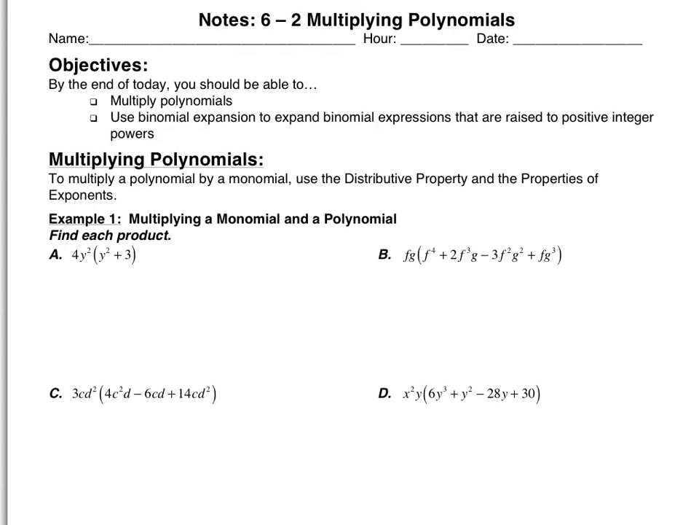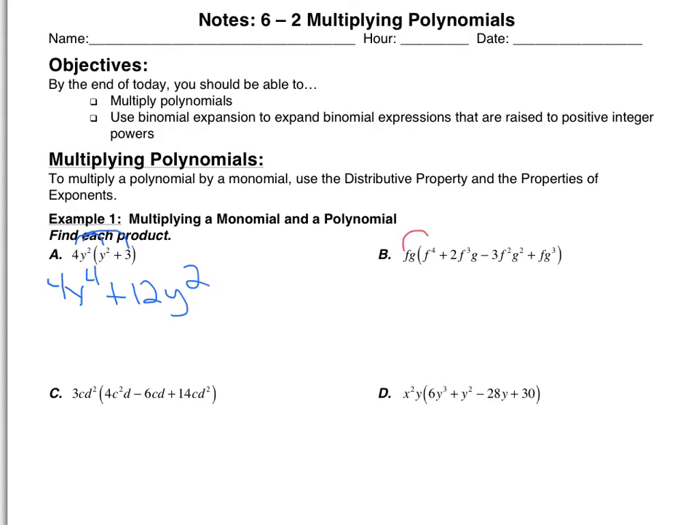In this set of video notes, we're going to look at multiplying polynomials using our exponent rules from previous times. So to multiply a polynomial by a monomial, use the distributive property and the properties of exponents. So in number 1, we're going to distribute 4y squared to y squared and 4y squared to 3. So 4y squared times y squared is 4y to the 4th, plus 4 times 3 is 12y squared.